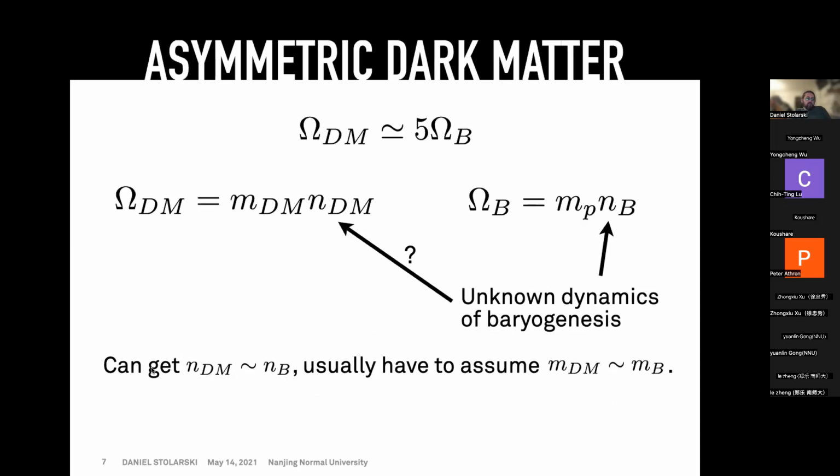And all of these papers typically give you that the number density of dark matter and the number density of baryons are similar, are the same order of magnitude, but they don't tell you anything about this, right? In order to explain why the relic abundances are the same, you also need to explain why the masses, the mass of dark matter and the mass of the proton, are roughly similar. And so the question is, can you do both?